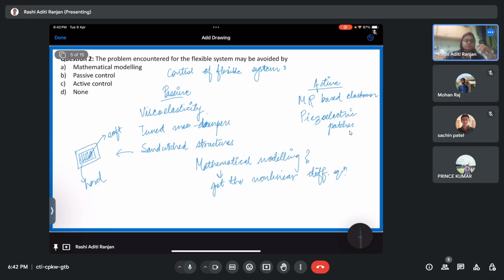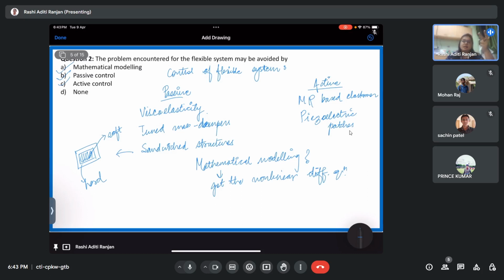Right. So the answer to this question would be all three options A, B, and C. Mathematical modeling is going to help you, right? Because it will help you to get the equation of motion, solve the equation of motion, and then you can get whatever the system is going to be. Just solve it numerically or analytically, whichever fits your requirement, depending upon the application.